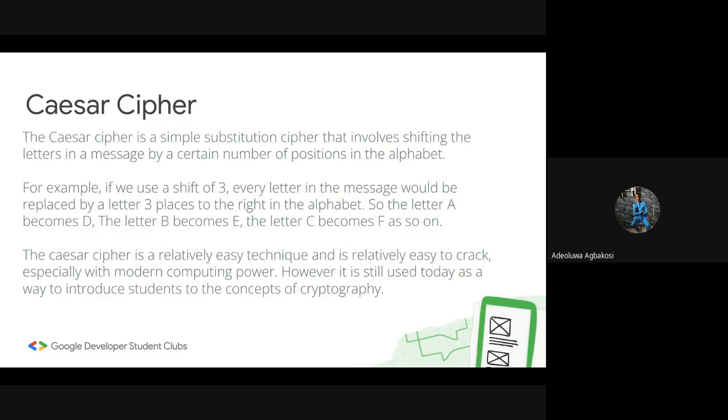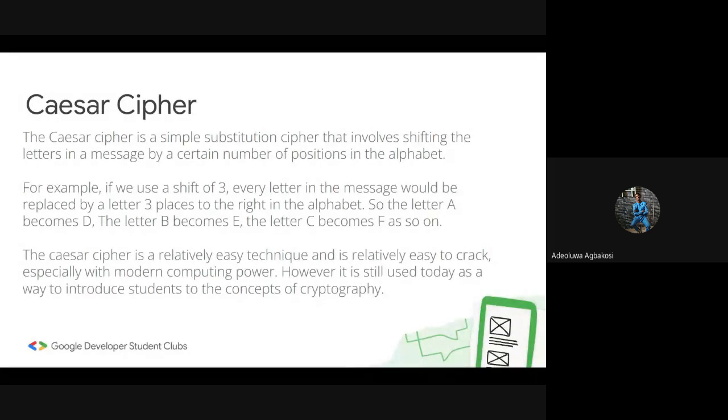Now, Caesar cipher is a simple substitution cipher that involves shifting the letters in a message by a certain number of positions. What substitution cipher basically means is, let's say we have A, B, C. Now we substitute those values. We substitute A for something else, we substitute B for something else, we substitute C for something else. That's basically how a substitution cipher works. Caesar cipher is one of the simplest forms of substitution. In fact, it's one of the simplest cryptography algorithms in existence.